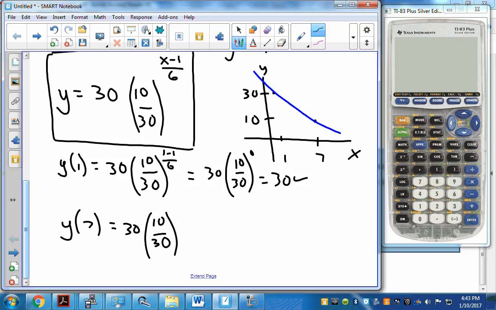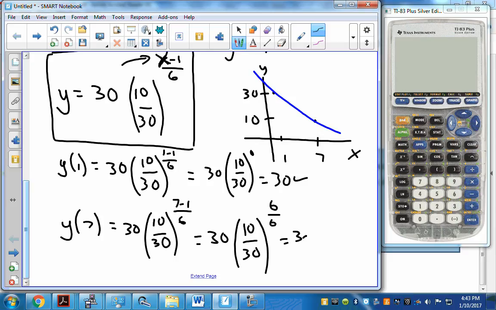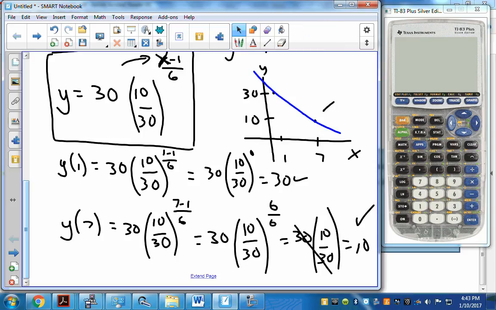And my second point, y of 7 would be 30 times 10 over 30. And now we're going to put 7 in for x right here. Right, this is my x value, 7 minus 1 over 6, which is 30 times (10 over 30) to the 6 over 6, which is 1. So 30 times 10 over 30, the 30s cancel, and we get 10, which matches our second point that was given. Okay? These are common problems.